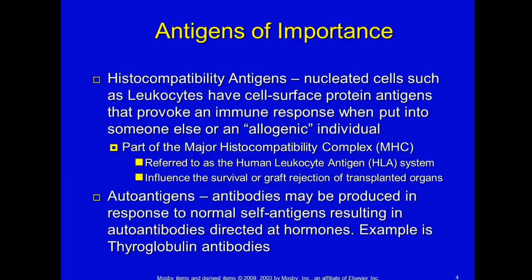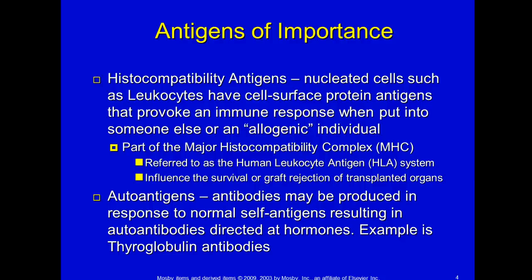Which ones do we really care about? Well, first of all, we have histocompatibility antigens. These are nucleated cells such as leukocytes that have cell surface protein antigens that provoke an immune response when put into someone else or another individual. Think of an organ transplant.